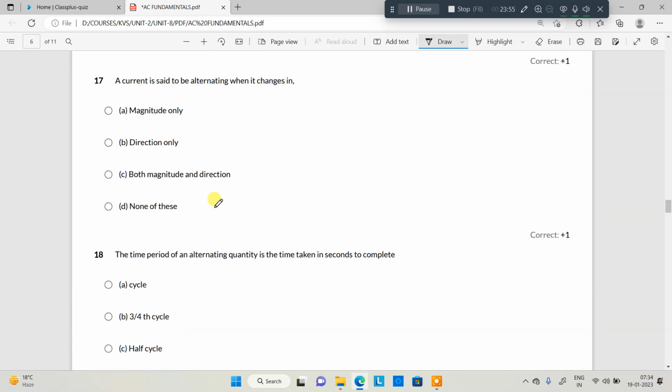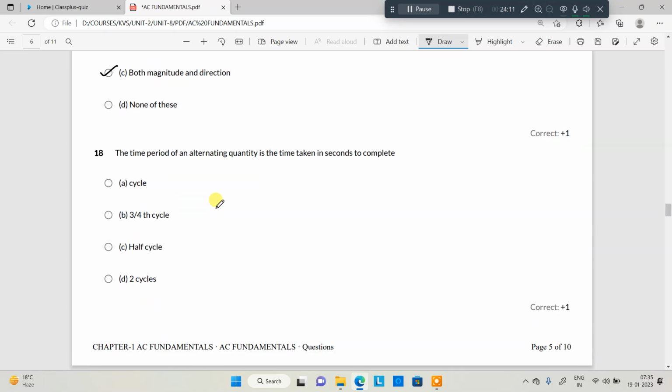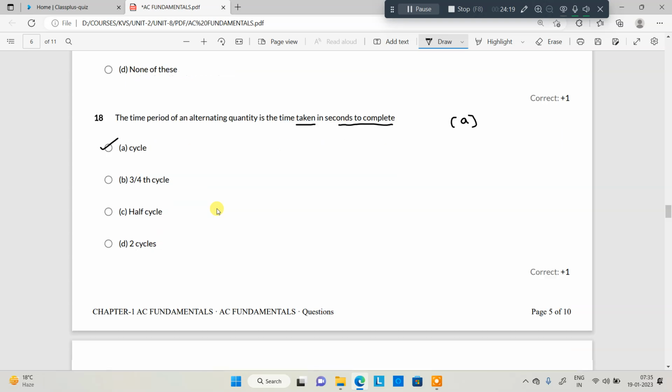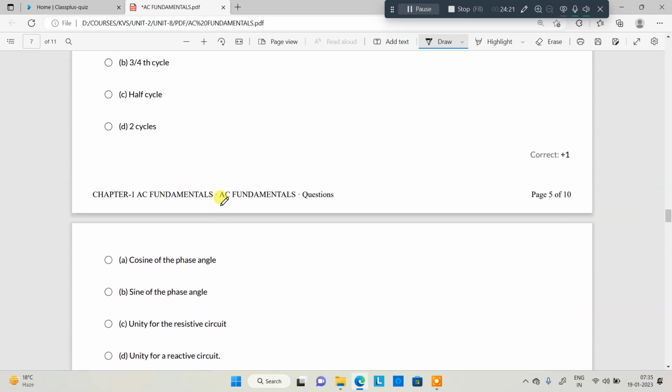Okay. Next, question number 17. A current is said to be alternating when it changes both in magnitude as well as direction, right? Next, question number 18. The period of an alternating quantity is the time taken to complete one cycle, in seconds. Okay. And then question number 19.